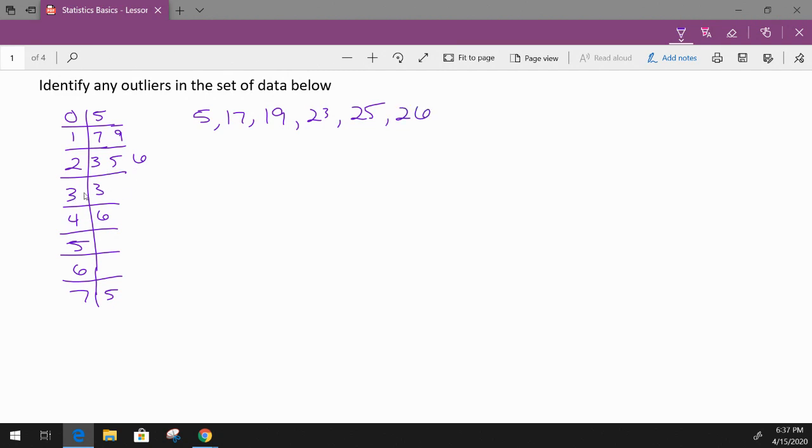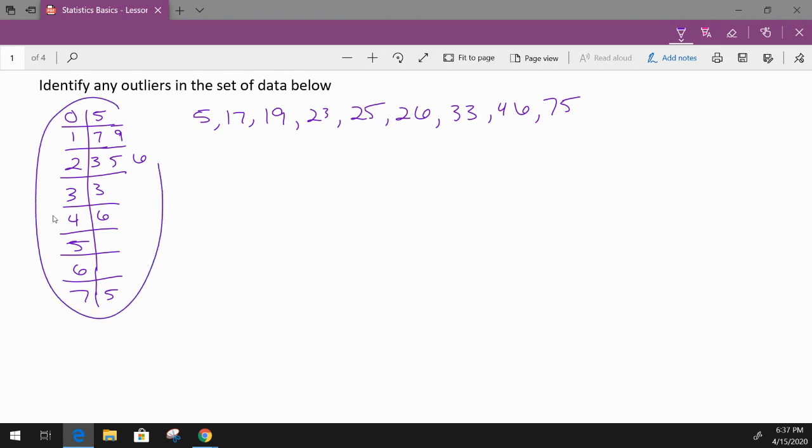Then go down to the 3. The 3, 3 is a 33. 4, 6 is just 46. There isn't anything after the 5 or the 6. That means that there aren't any data points in the 50s or the 60s, but then we have a 7 and then a 5. So that's the number 75. So this is all the data listed out from this stem and leaf plot.